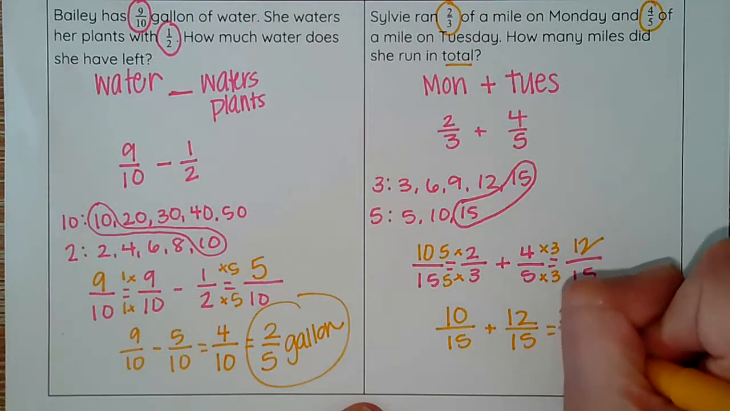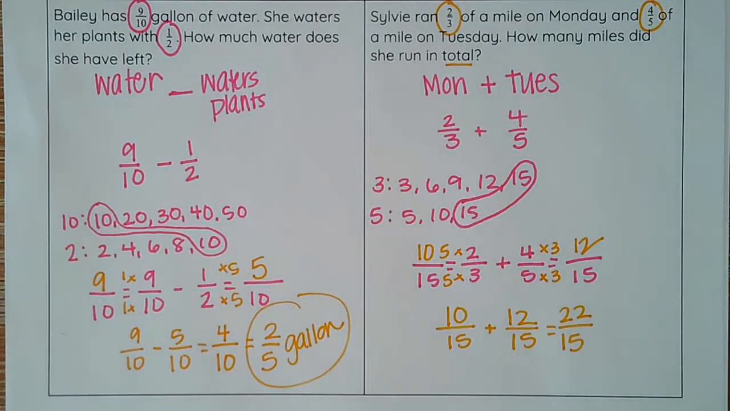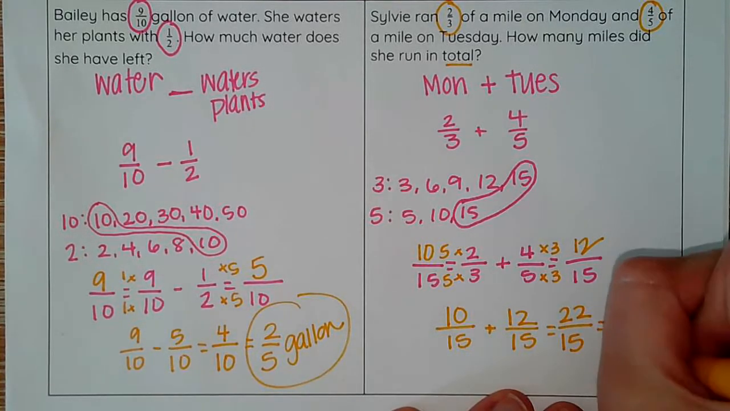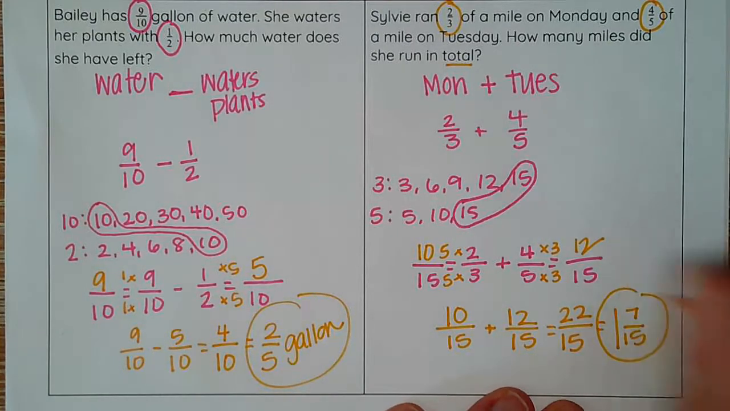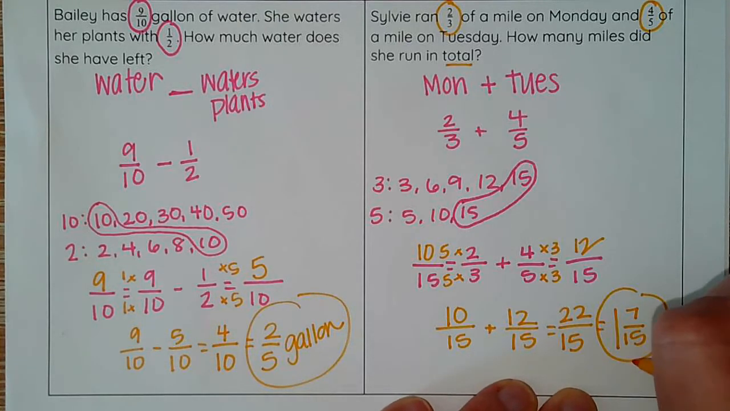Getting me a total of 22/15. Now, this is an improper fraction, and I know that because my numerator is larger than my denominator. So I need to go ahead and turn this into a mixed number. 15 goes into 22 one full time. There are 7 left over, and my denominator stays the same. So in total, Sylvie ran 1 7/15 miles.